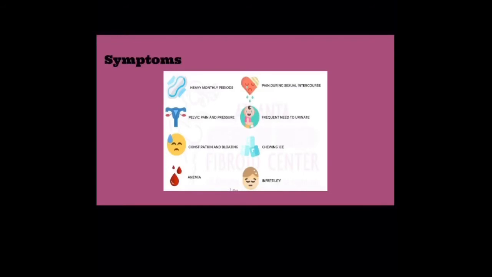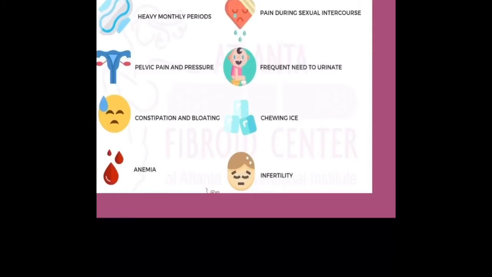So other signs are shown here, which is pain during intercourse, extra body weight. Remember that these masses can be very large sometimes. For example, remember we saw the picture of how big they can be. They can be as big as a watermelon, and well, that can add to your weight. Another sign is a need to urinate frequently, constipation and bloating, and then infertility.